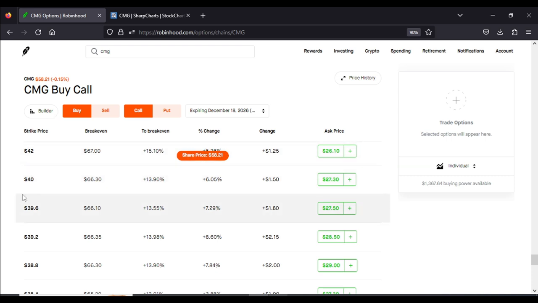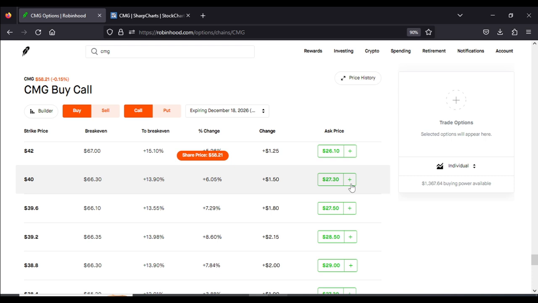What we're looking to choose is our strike price. Now I'm going to go with the strike price of $40. There's a couple of reasons why I'm going to choose the $40. The number one reason is the price of it. The $40 strike price is now trading for $27.30.